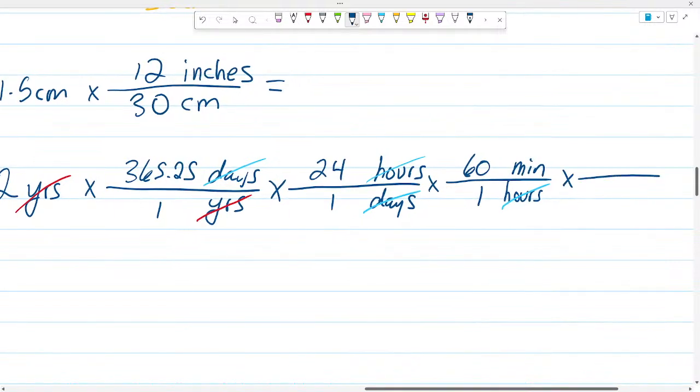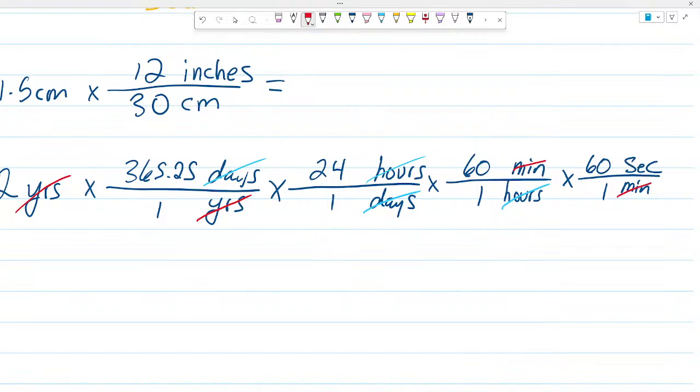Fraction. What unit do I want to cancel? Minutes. What unit do I want instead? Seconds. How many seconds are in a minute? 60. What units cancel? When I do this math, what will I know? How many seconds old I am. Does that make sense?